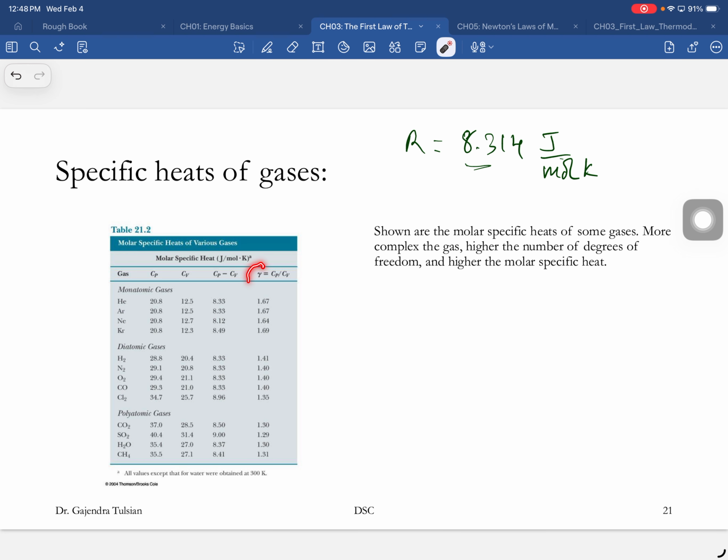And look at this, gamma, the ratio of specific heats, is Cp over Cv. Cv is F by 2 R, where F is the number of degrees of freedom. Cp is Cv plus R, equal to F by 2 R plus R, equal to (F plus 2) over 2 R. So gamma equal to Cp by Cv is (F plus 2) over F.